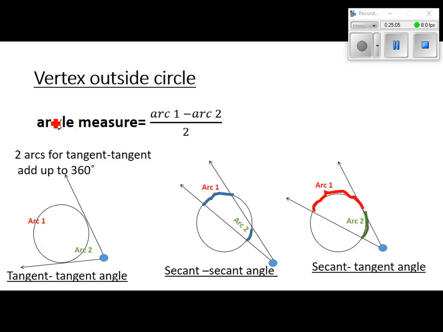Vertex outside the circle. There are three different ways that the vertex outside the circle could look. It could be a tangent angle, where both sides of the angle just touch the circle at that one spot. It could be a secant angle, where both sides of the angle are secants, they both run through the circle. Or it could be a secant-tangent, where one of them is a tangent line, one of them is a secant line.